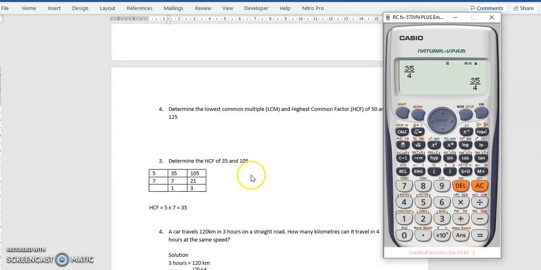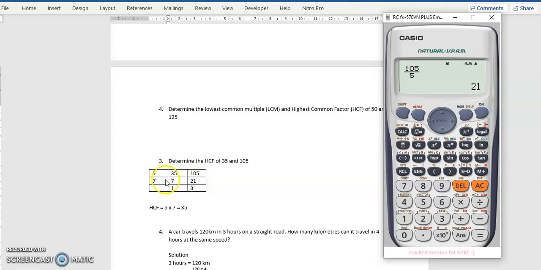We can't use 4 for 35. Let's use 5 quickly. You see how fast I'm working now? 5 gives me 7. So I'm going to use 5 also on this one. You go to this side and change this one to 105. Oh, it also gives me 21. So I'll write my 7 for 35, 21 for 105.